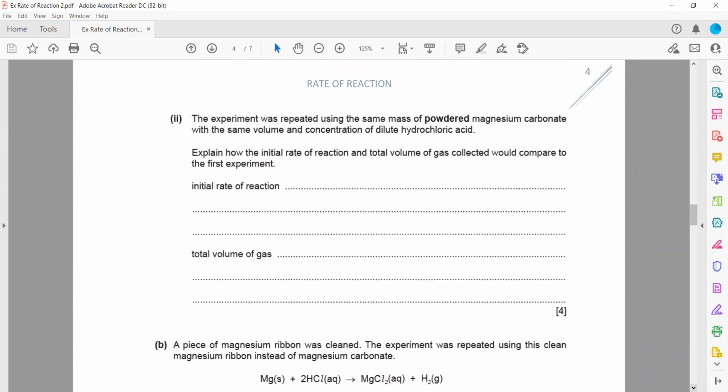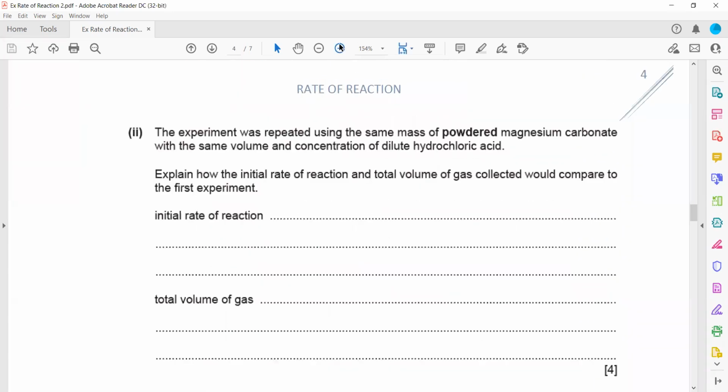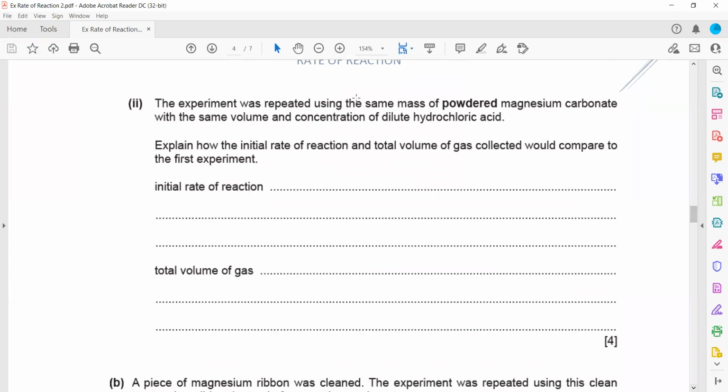The next part: the experiment was repeated using powdered magnesium carbonate with the same amount of acid. Explain how the initial rate and the total volume are affected. So how the initial rate, or the starting rate of the reaction, will be affected: it will be faster. So the initial rate will be faster.